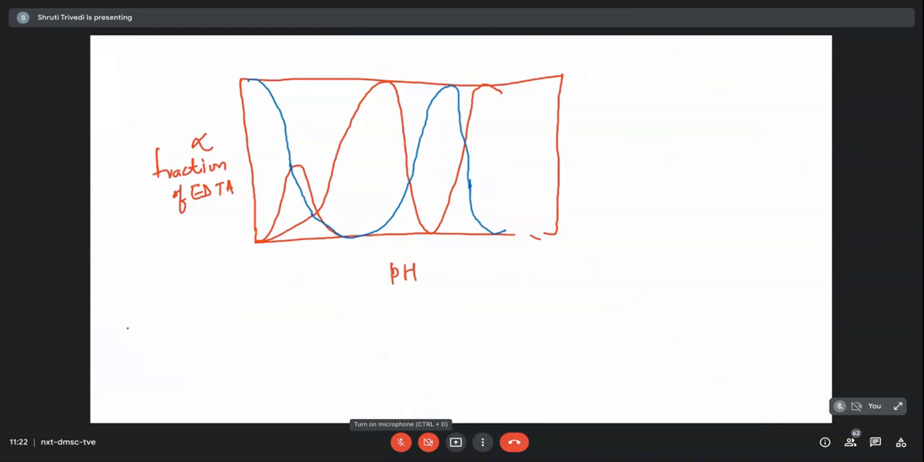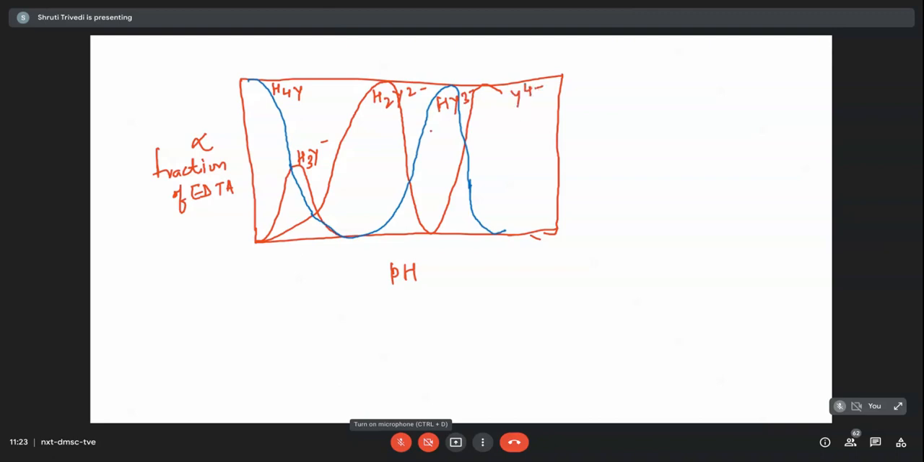This is a very rough diagram. I know it's not good. So this is H4Y. This stands for H4Y. This is for H3Y negative. This is H2Y2 negative, HY3 negative, and this is Y4 negative.